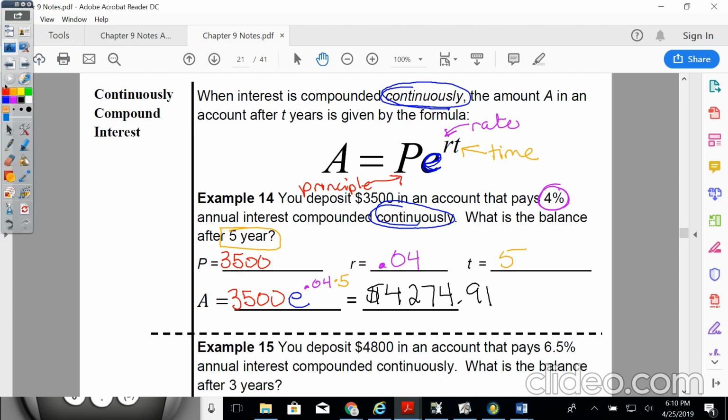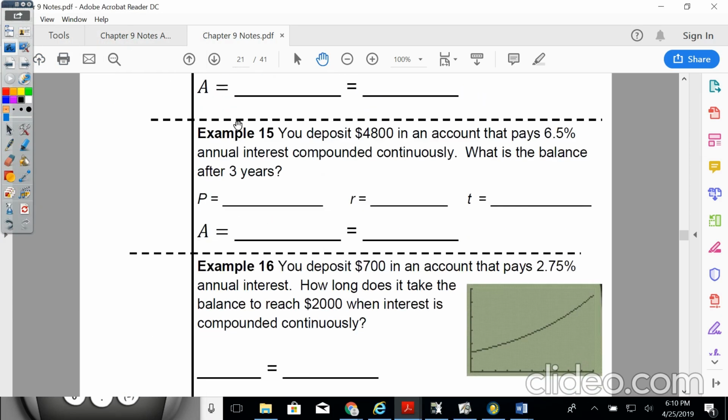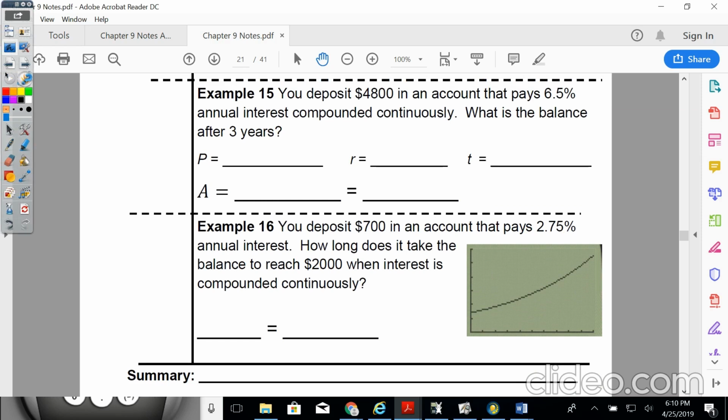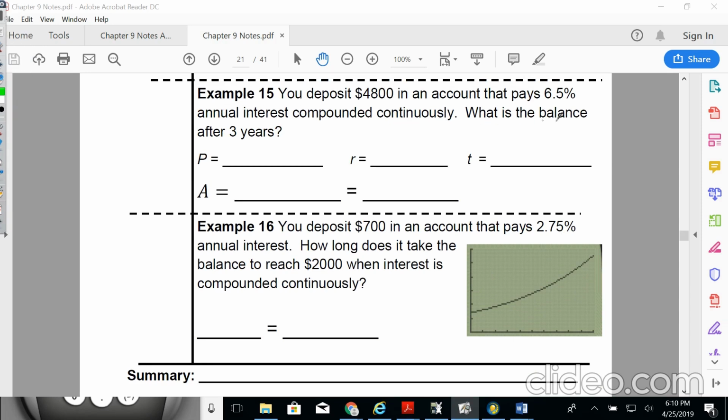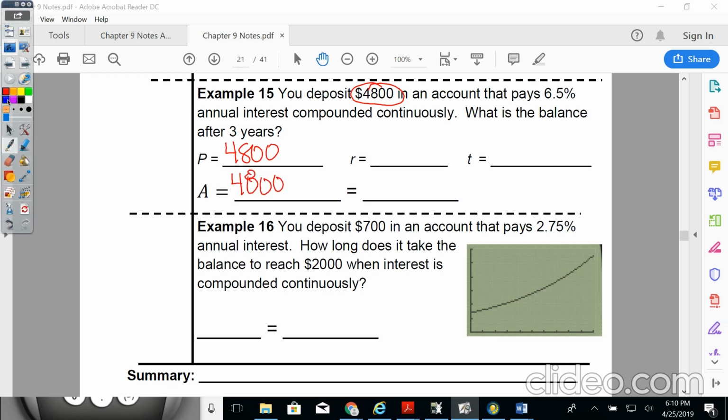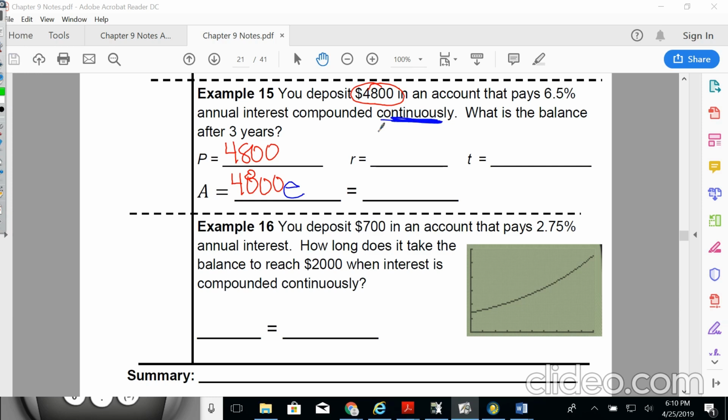All right, so for 15, and then 16 is with the graph. It says you deposit $4,800 in an account that pays 6.5% annual interest compounded continuously. What is the balance after 3 years? So this part's still the same. The $4,800 is my principal. I know to use the E because it says continuously. If it didn't say continuously, it would say annually or daily, and that means I use the other formula, the n t one.